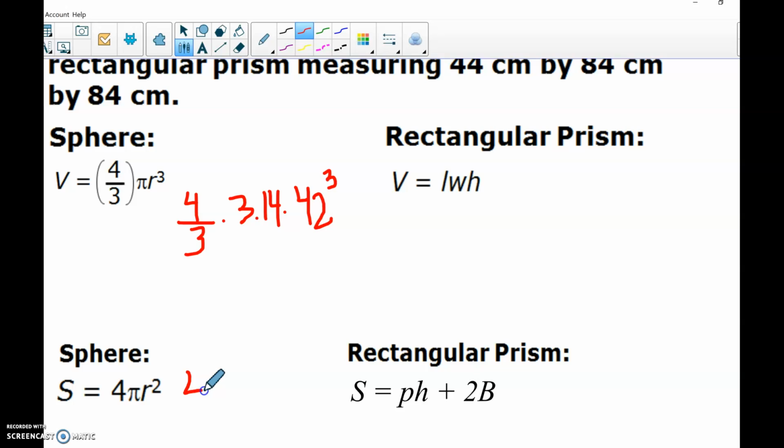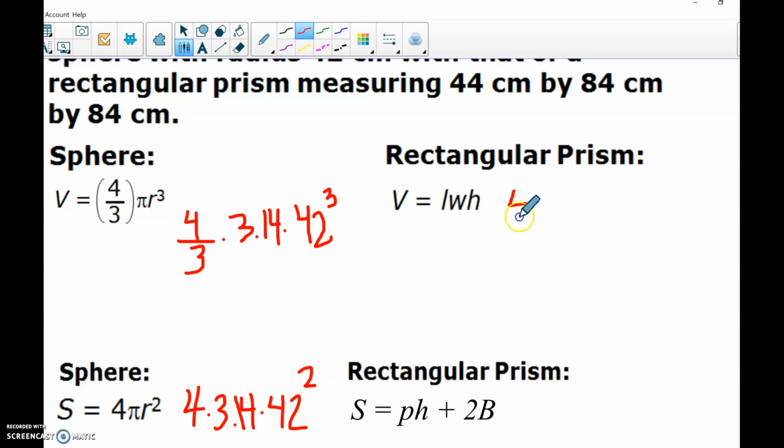And the surface area would be 4 times pi times the radius squared versus this rectangular prism, which is 44 times 84 times 84. And then the surface area is the perimeter of the base. I think we did it backwards. We did this one first and that one second. It doesn't matter. So we can do it like we did before.